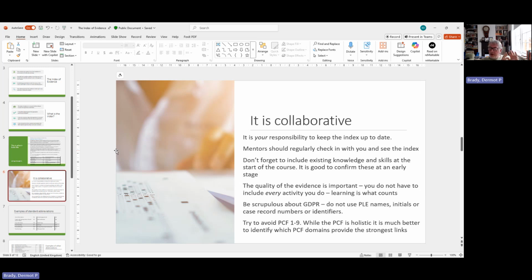I would like to emphasize the quality is very, very important here. But that doesn't exclude the idea that there should be a reasonably decent quantity of evidence there also.